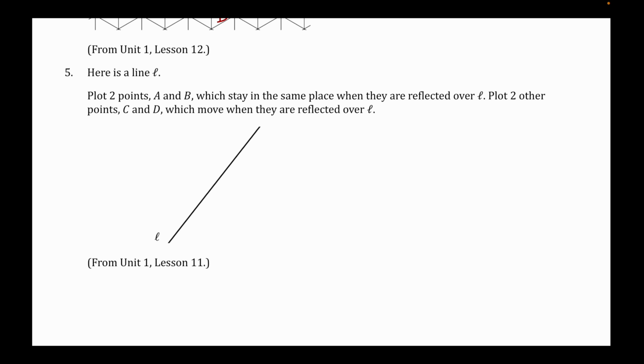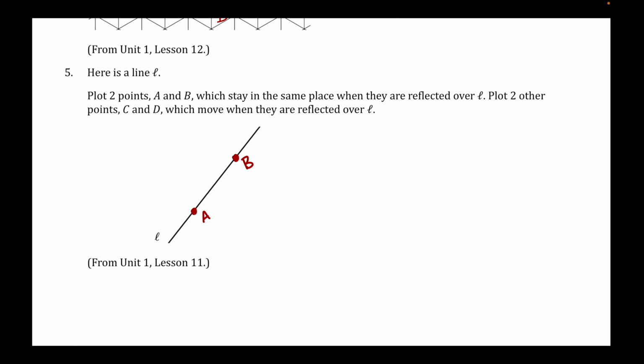Well, when we reflect something, that means it creates a perpendicular bisector between the image and the pre-image. But if I have points that lie on top of the line of reflection, they're already in that spot, and so they're not going to move when we reflect them. So I'm going to say that my 2 points, A and B, which are going to stay in the same place, are going to be these points on the line.